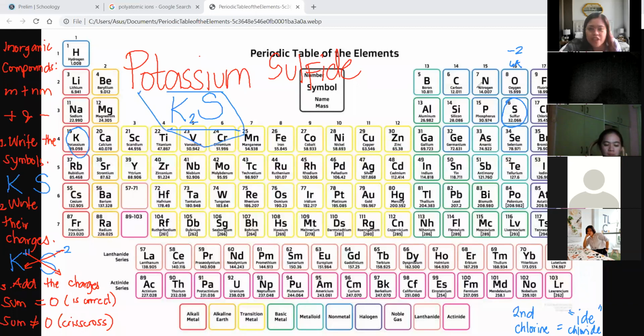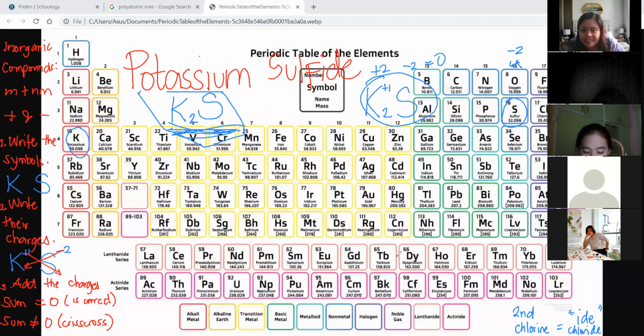But if you want to check, class, whether this is really the correct chemical formula, we'll just add the total number of charges. The potassium is positive 1, but you have 2 atoms there. So this is a total of positive 2. And remember, sulfur is only one, but its charge is negative 2. So this is equal to 0. So definitely, this one, class, is the correct chemical formula of potassium sulfide.